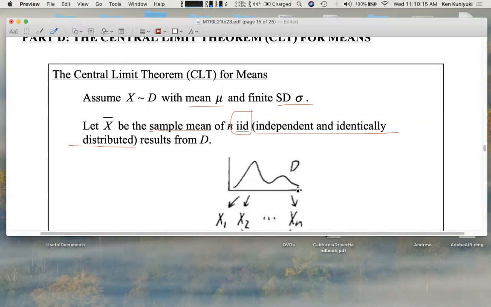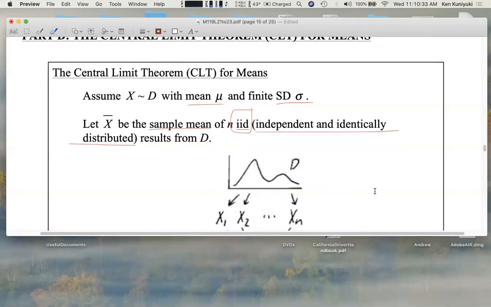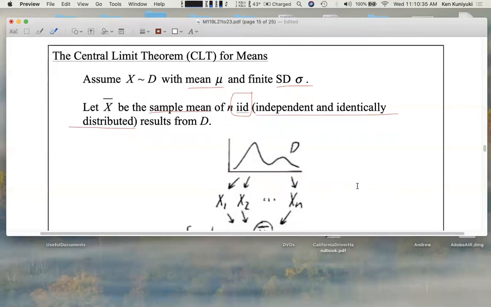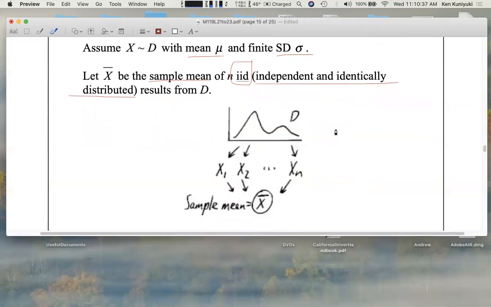Here I'm drawing a more generic picture. So of course, a die had a flat top. Here, we have a more messed up distribution, but this could still work for the central limit theorem. We could have n IID results from this distribution over here. Okay, so we have this Big Daddy distribution D, and we're drawing from it a sample of size little n.